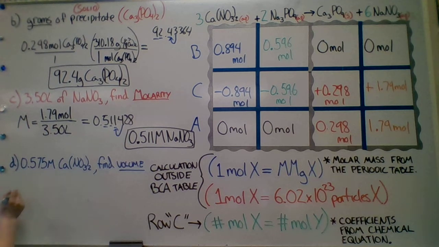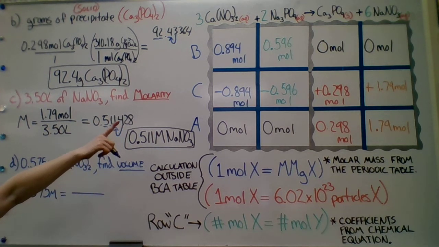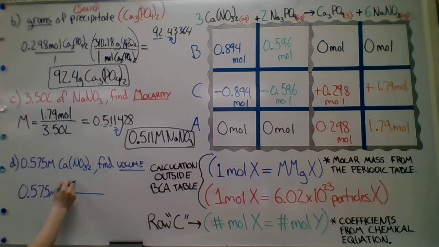So we're going to be plugging in our information into the molarity equation. I'm going to start with what I have been given. So that's 0.575 molar. And that's set equal to the number of moles from my BCA table, 0.894 moles. And I'm trying to figure out volume, so I'm going to put an X underneath. Now I need to calculate volume, and how you do that to get X by itself, you could go ahead and cross multiply by putting 0.575 over 1.